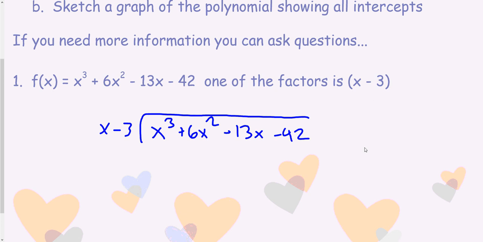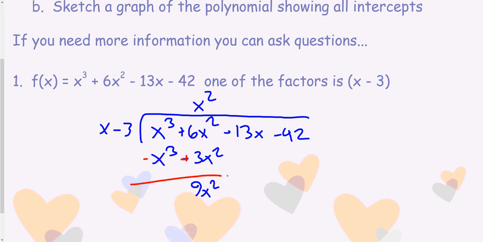So remember that our first step is, at each level, we're going to divide by the x. So x to the third divided by x is x squared. I then multiply by the divisor, and I get x to the third minus 3x squared. Change the signs, and add. Remember, changing the signs and adding is a substitute for subtraction.